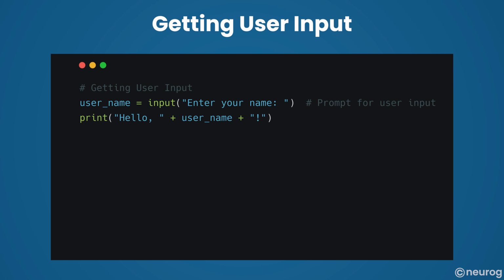Let's start by capturing user input using the input function. With input, your program waits for the user to provide information, and it's stored as a string. In this example, we prompt the user to enter their name and then greet them.